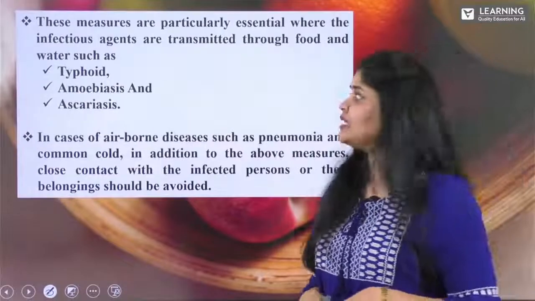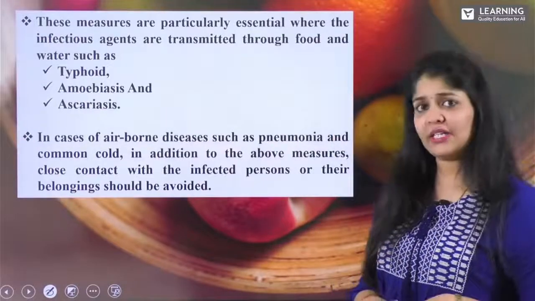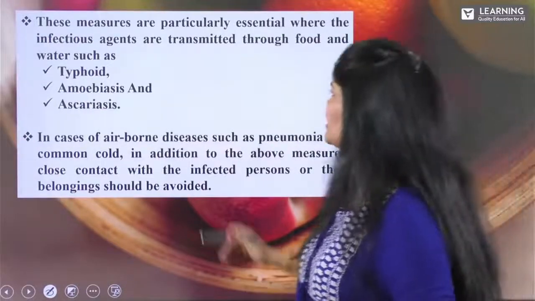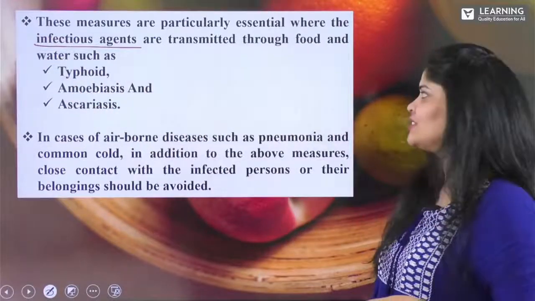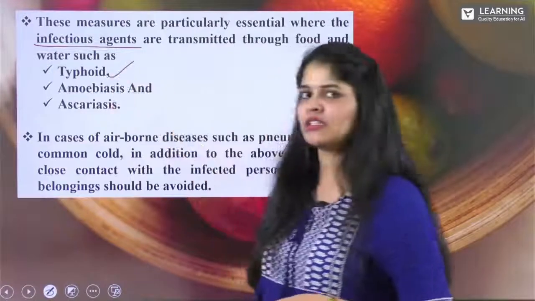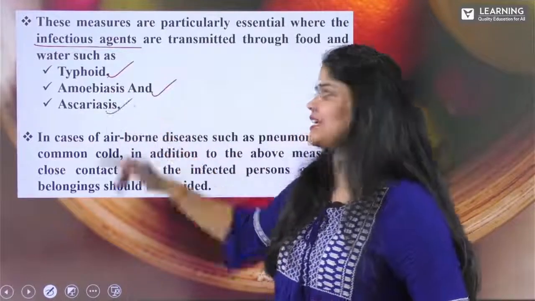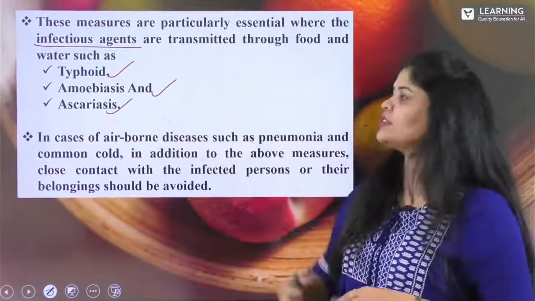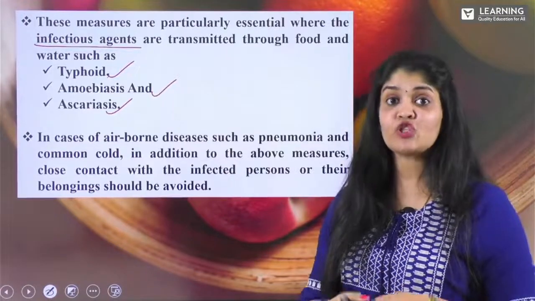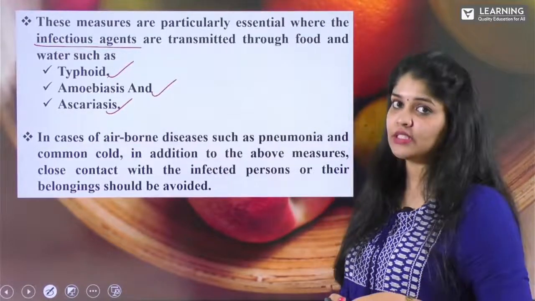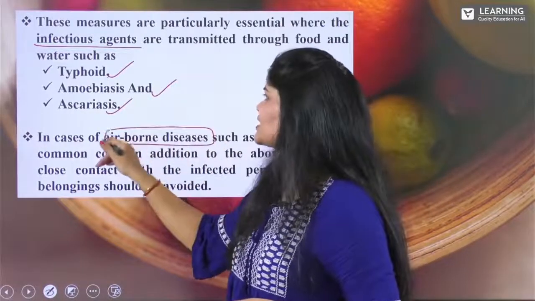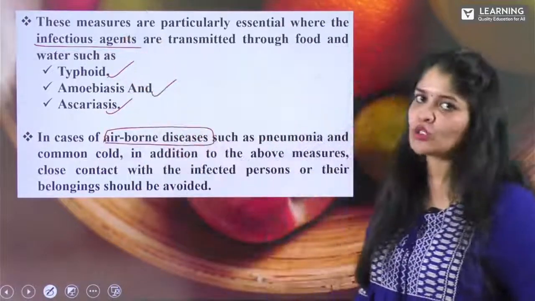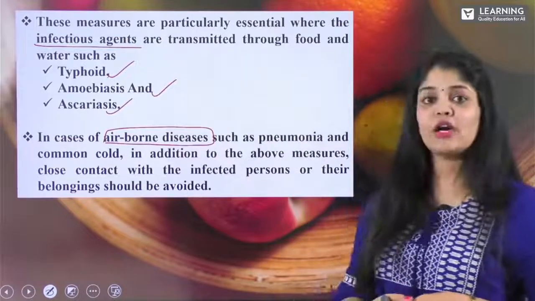Now, these measures are particularly essential where the infectious agents are transmitted through food and water. What are they? Typhoid, amoebiasis, ascariasis. Just now we discussed all these are through the contamination of the food, water, vegetables. Now, in case of this, we can say it as food-borne diseases, water-borne diseases. And here, these are airborne diseases.